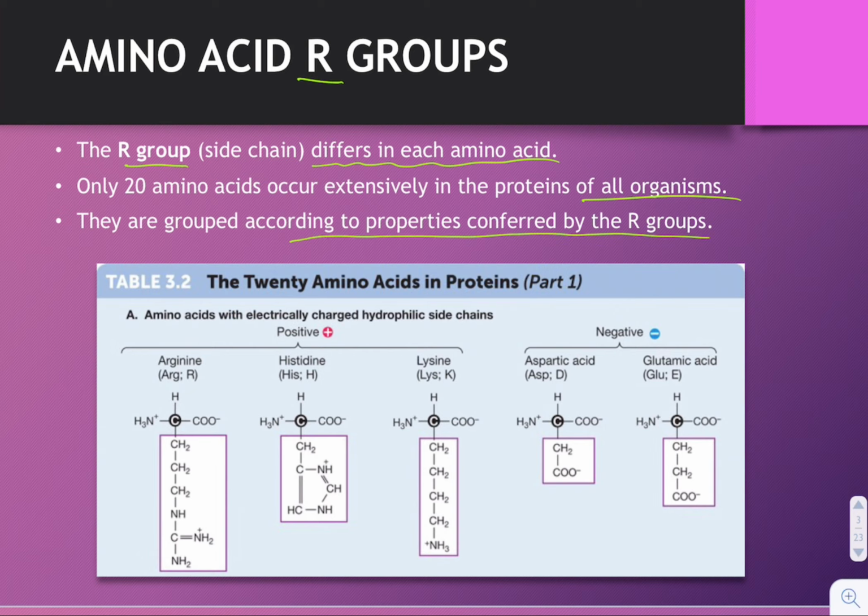So we have the 20 amino acids in proteins. Amino acids with electrically charged hydrophilic side chains are arginine, histidine, and lysine. Then we have some negative ones, aspartic acid and glutamic acid. The side chains that we care about are the ones boxed in purple. These are kind of similar to functional groups in that they confer a different property to the amino acid whenever they're attached to it.